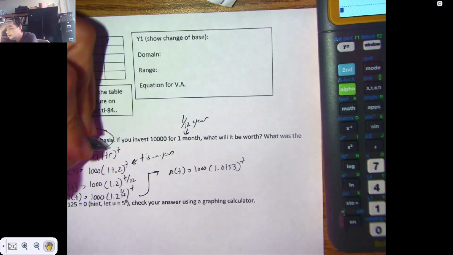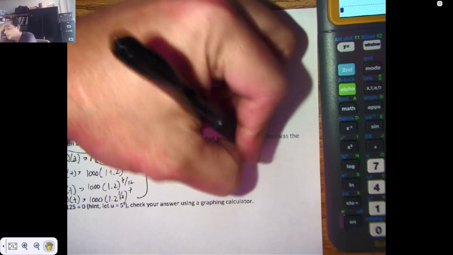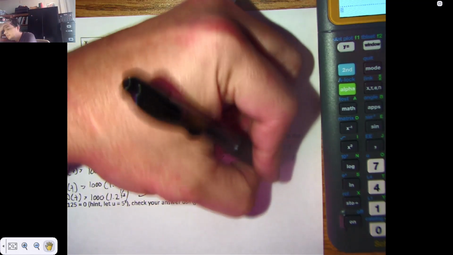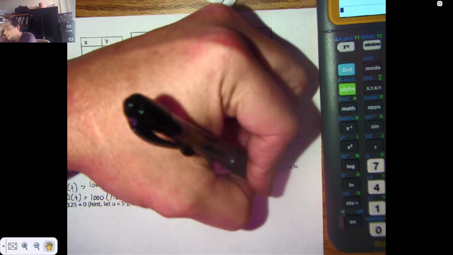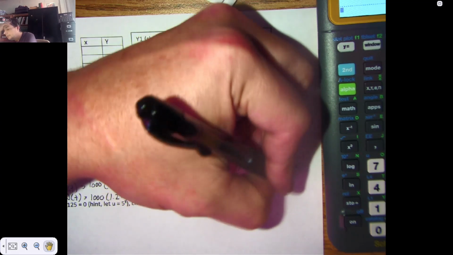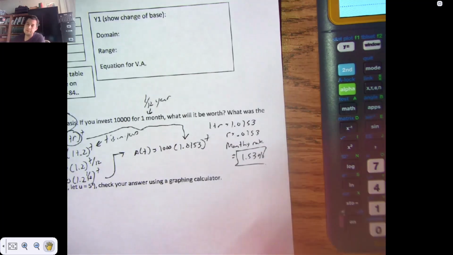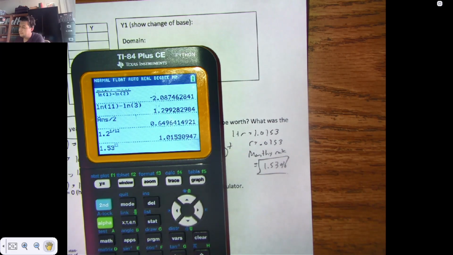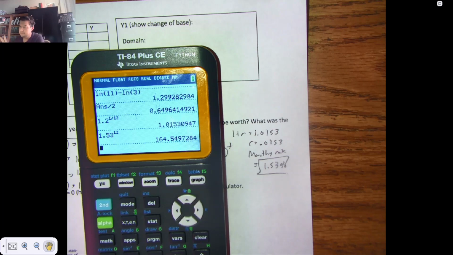Now, this piece corresponds to that piece. So 1 plus r is 1.0153, which means the r value is 0.0153, which means your monthly rate is 1.53%. Now I did round this, but if you take 1.0153 and you raise it to the 12th power, you get 1.2.